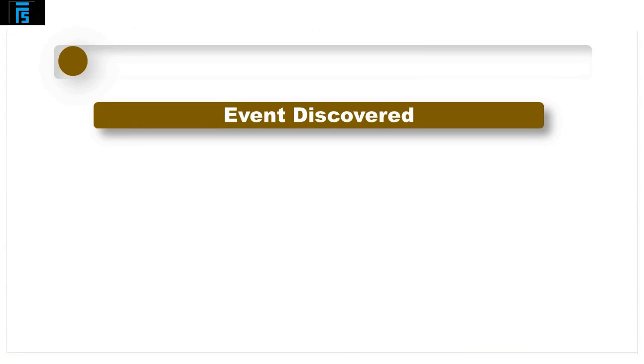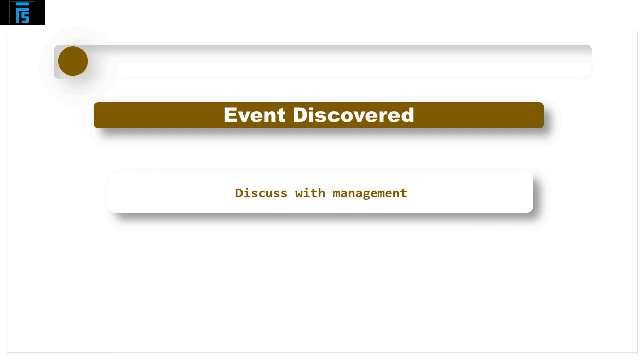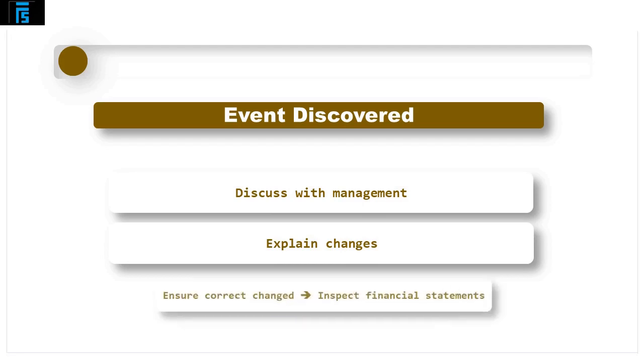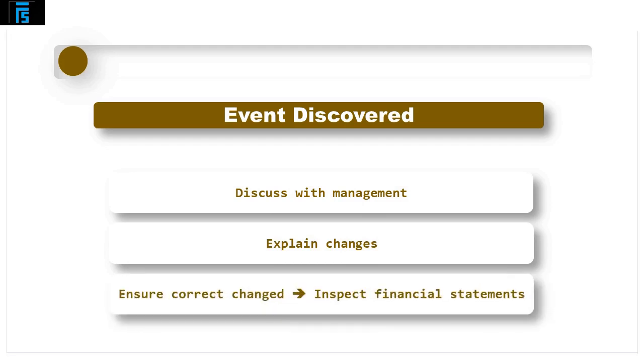If audit procedures identify events that have not been included correctly or omitted from the financial statements, the next step is to discuss these events with management. The auditor should explain the changes necessary to the financial statements. They should then inspect the financial statements to ensure amendments to the balances or disclosures have been made as discussed.